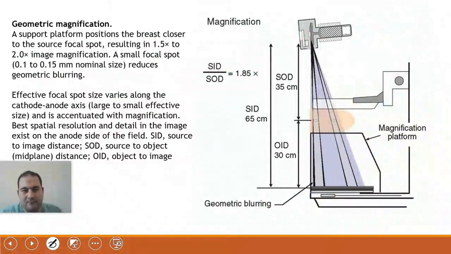Right now, the magnification, what does it mean? It means you bring your object closer to the imaging plate. This is one of the imaging techniques. Or if you want to take a magnification view, you bring the magnification platform closer to the source.